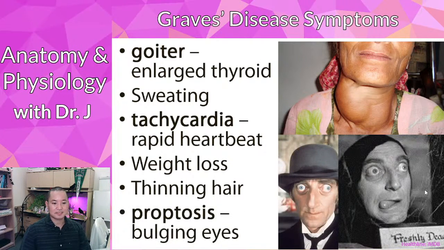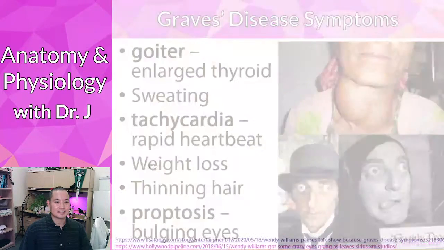And proptosis, this is also a classic sign of Graves' disease. It also causes, there's a little pad of fat behind your eyes. So if that fat gets stimulated to grow and increase in volume, then that's going to push the eyes forward as well. So this bulging of the eyes is also a classic symptom of Graves' disease.